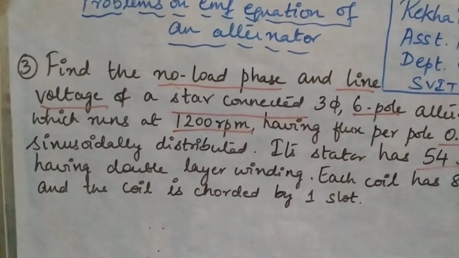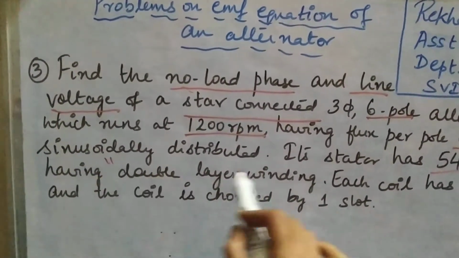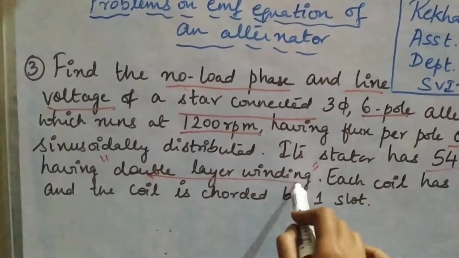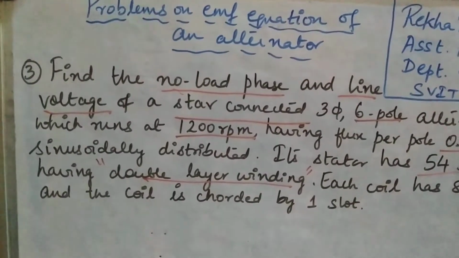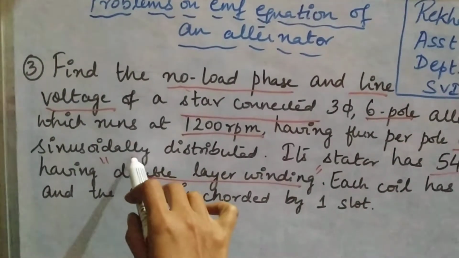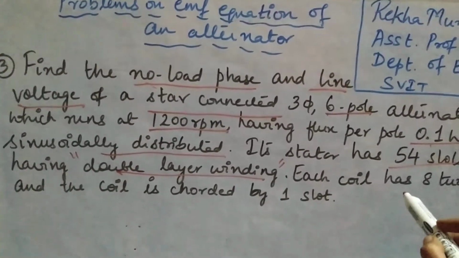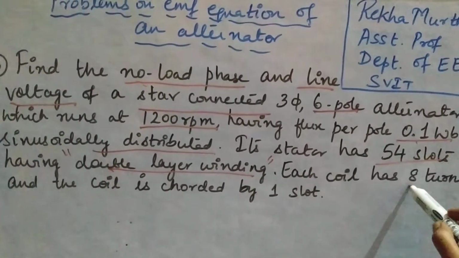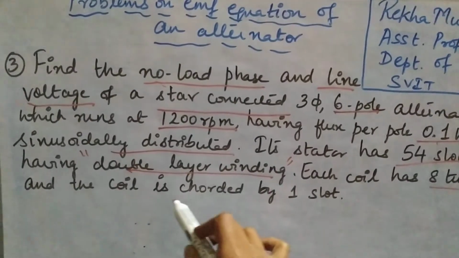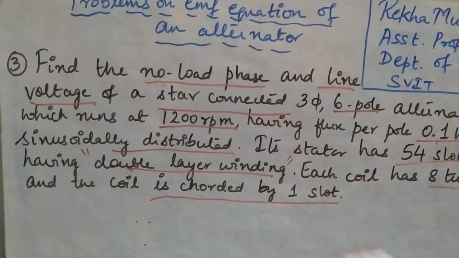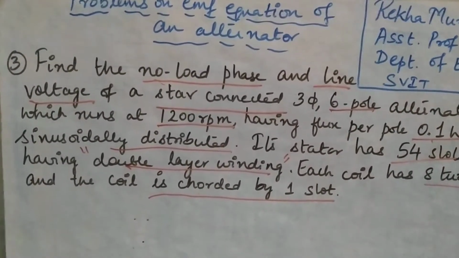This is a special thing we have to consider in the case of a double layer winding. And one more new thing which you have observed is that the flux is sinusoidally distributed. Then each coil has 8 turns and the coil is short chorded, or short pitched, by one slot.